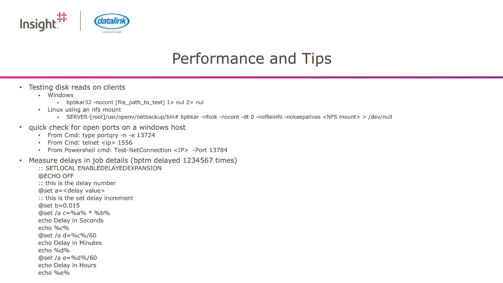So if you're having connectivity issues, there are 3 main NetBackup ports that need to be opened bidirectionally between a media server and a client, and those are 1556, 13724, and 13782. Here are a couple of ways that you can test that connectivity from a client.